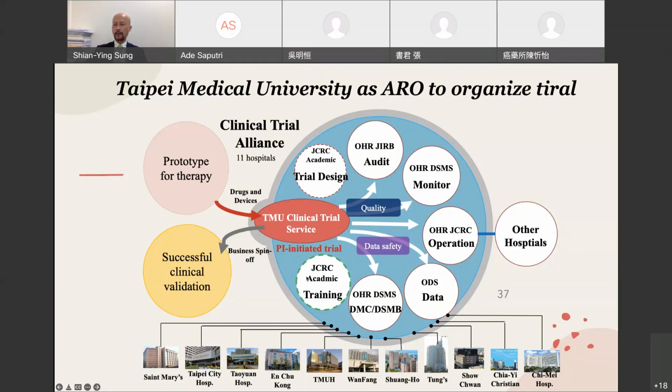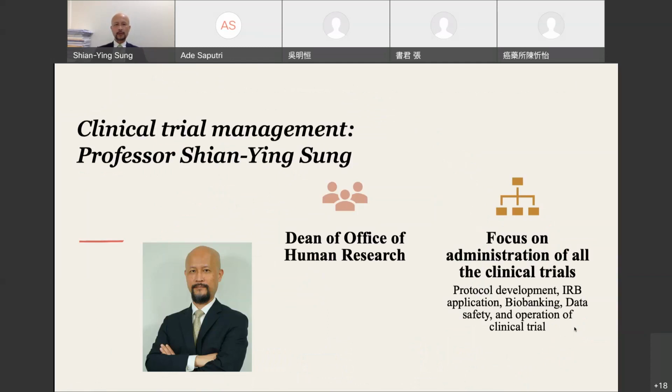Not only Taipei Medical University, we actually have 11 hospitals aligned as an alliance in these systems, working together to help you do these clinical trials. And recently, I was assigned as dean of the Office of Human Research. So my job is not only translational research, but also clinical trial management. My focus will also be, as I mentioned before, the ARO, including the administration of all the clinical trials, including protocol development, IRB applications, biobanking, data safety, and the operation of the clinical trials in the Taipei Medical University health systems.